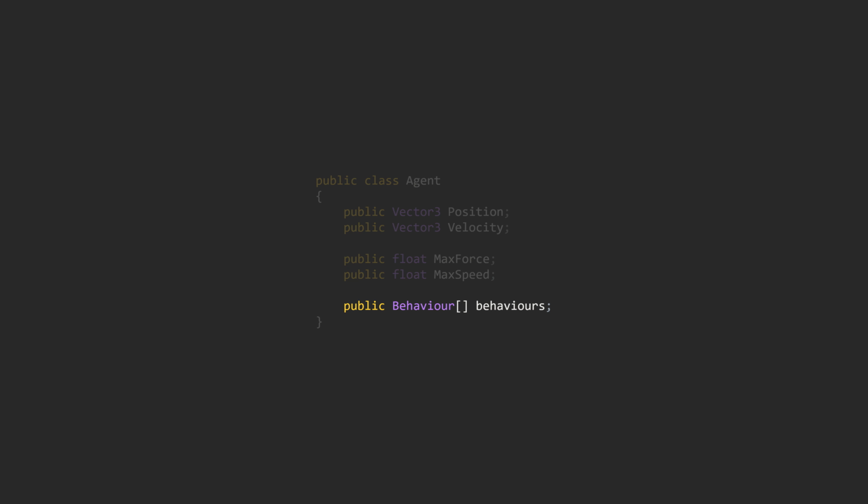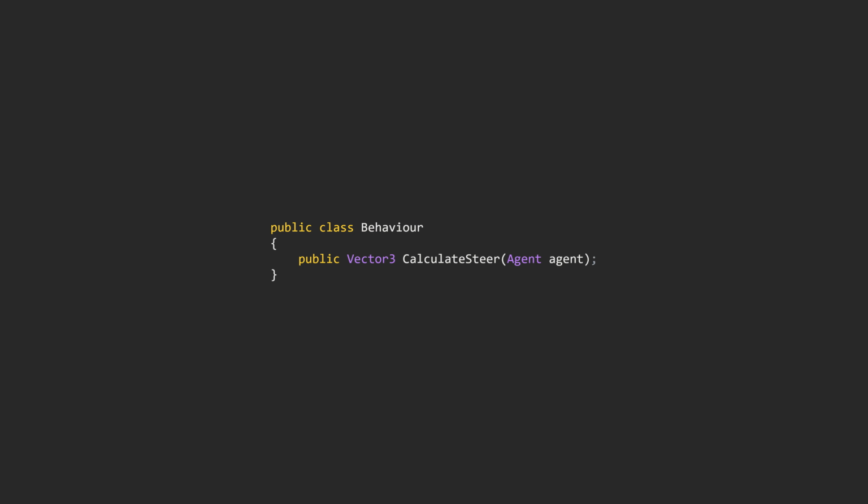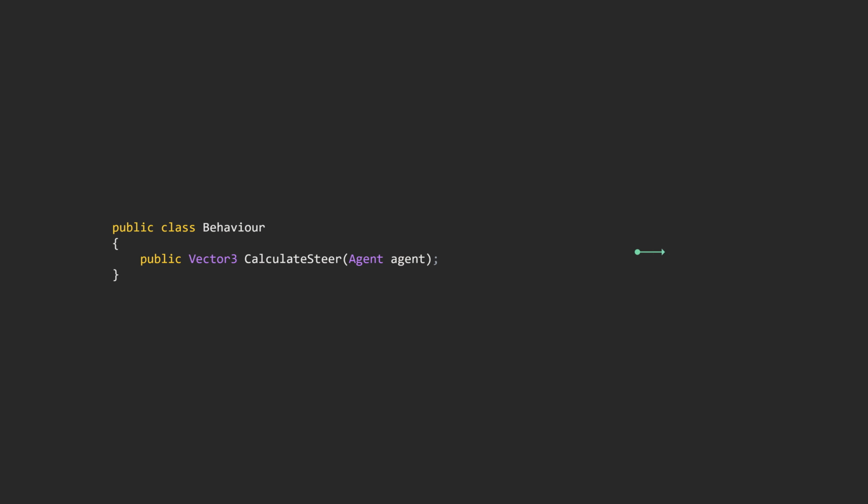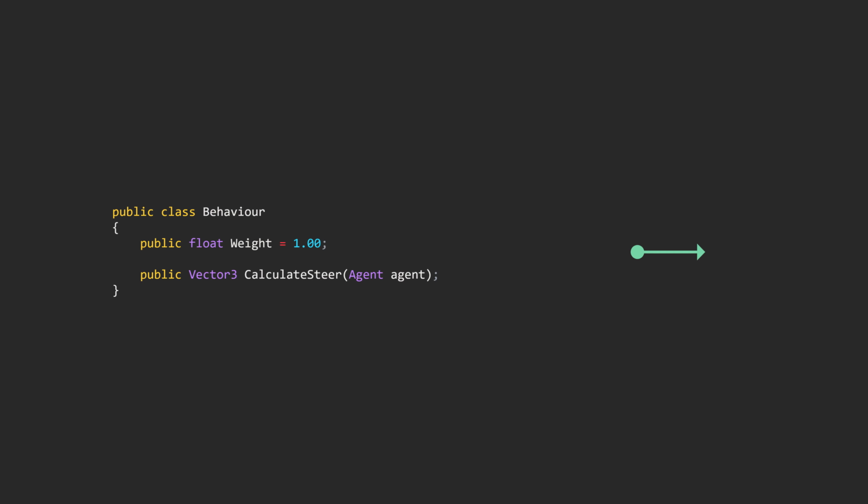If we take a closer look at the behavior class, we can see that each behavior returns a steering vector. This is the direction that the behavior will try to move the agent in. Behaviors also have a weight property. This weight property lets us control how strong each behavior is. Since we will have multiple behaviors, all trying to steer the agent into a certain direction, the weight allows us to balance which behaviors should have the most impact on our agent's movement.